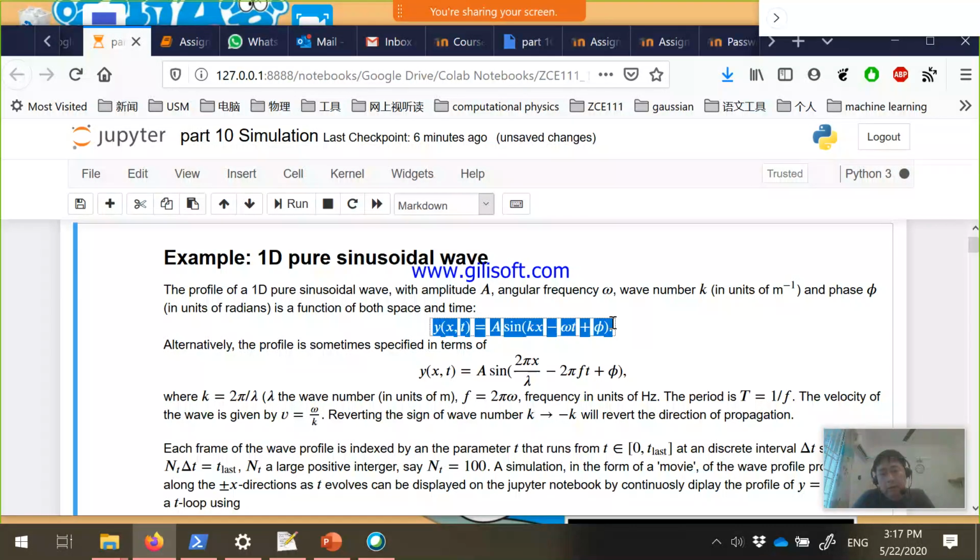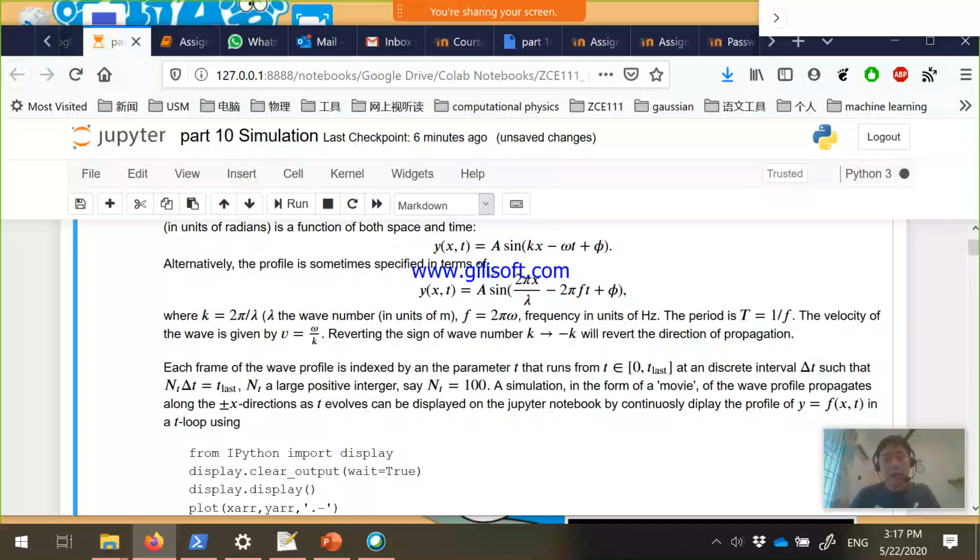This is sort of like a parametric equation in a sense. Once you are given this parametric equation, you can easily simulate it. What you can do is plot the graph of y as a function of A sine(kx minus omega t plus phi) for t equals 0. Then you display the profile of the function y. Then you change t to one delta t. You have to define delta t to be a slight change in time.